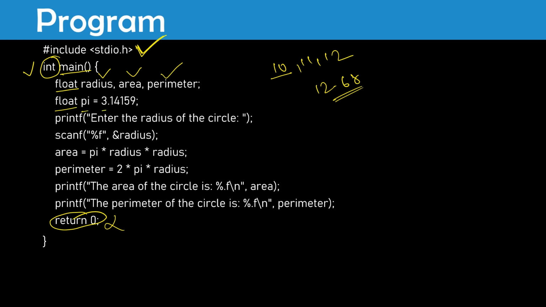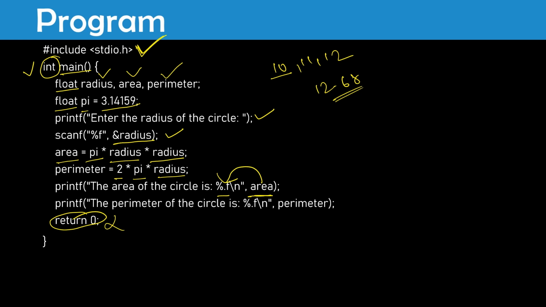Pi value is 3.14159. Now, as per the algorithm, we are asking the user to enter the radius of the circle. He entered some value and we stored it in the variable radius. Now area is equal to pi into radius into radius. Again perimeter is 2 into pi value into radius. Now we need to print the area of the circle, the value stored in area. The value will come here.